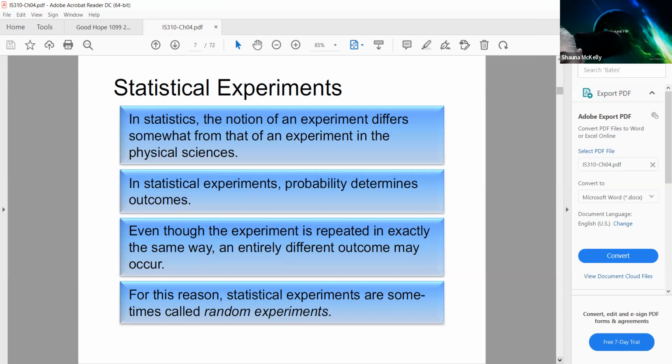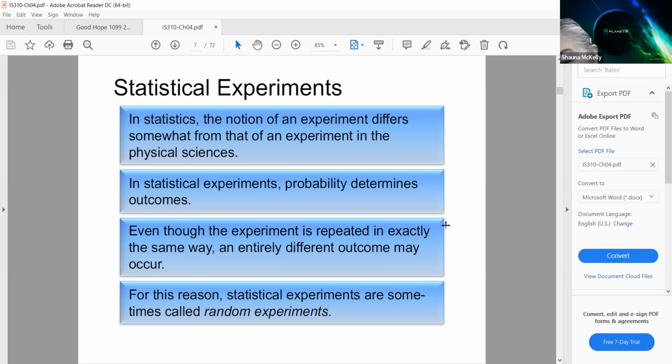And so you repeat the experiment, you keep rolling the die, and you repeat it in the same way. Statistical experiments are sometimes called random because you get different outcomes. This is different than in science, where you would expect what we call validity, where you repeat the same experiment in the same way under the same conditions, you should get the same result. Not true in statistics. We have more than one outcome.